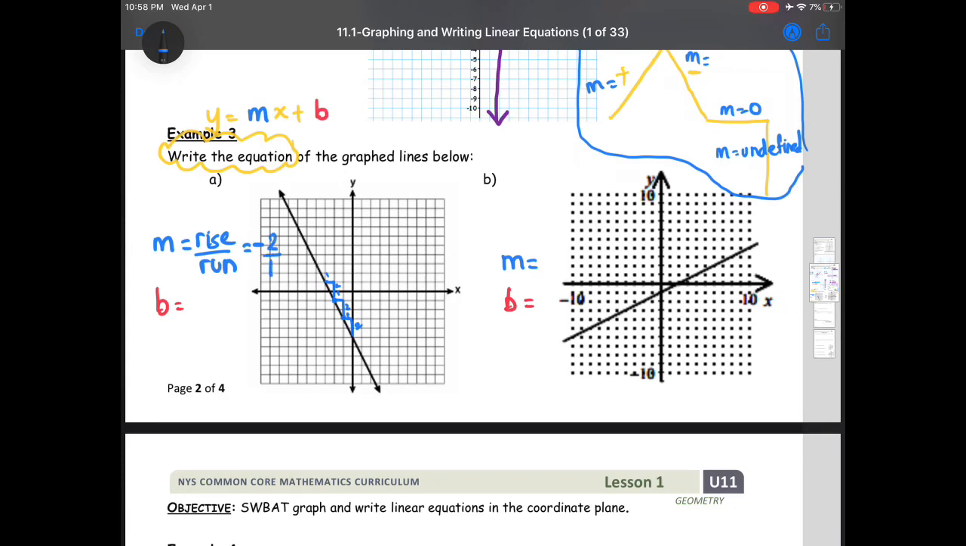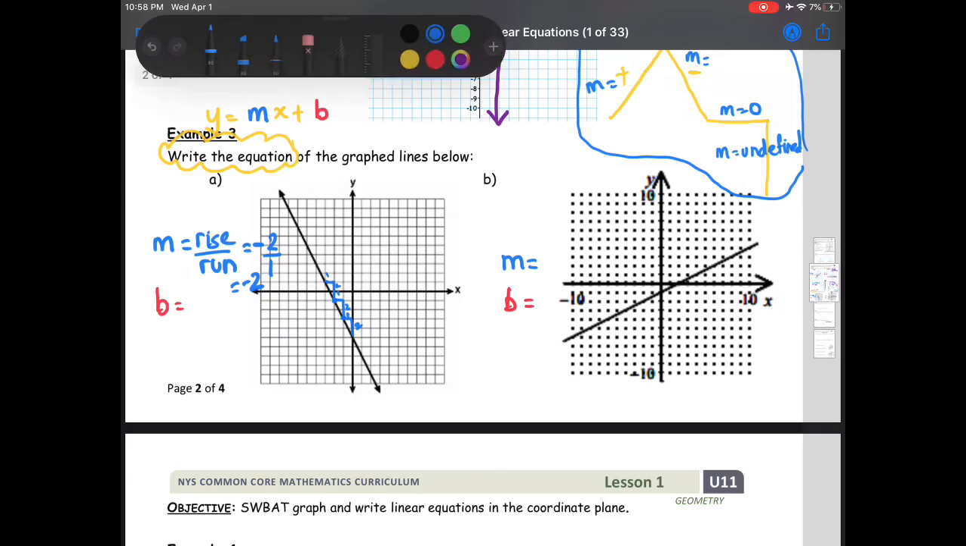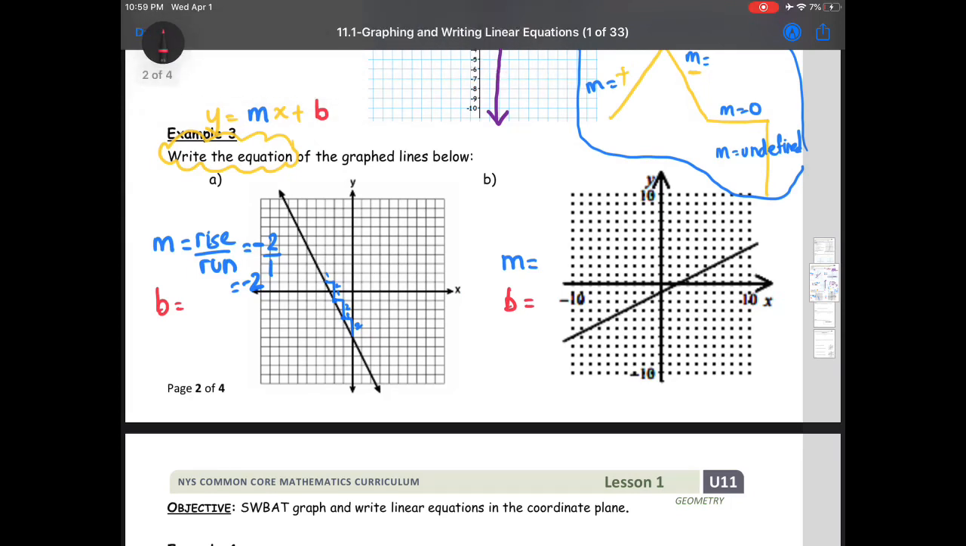It's -2, right? Now let's write our b. What's my b? My b is my y-intercept. This is my black line, and where is it crossing the y-axis? At this point. What is that point? Count it. 1, 2, 3, 4, -5. So that is -5, right?